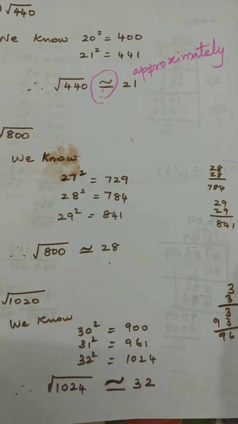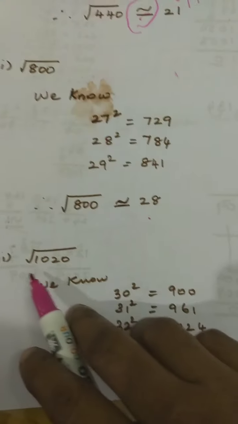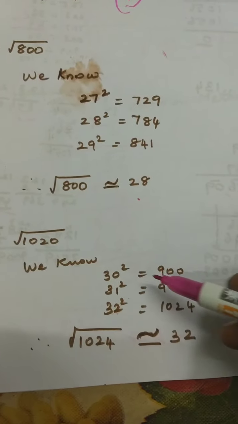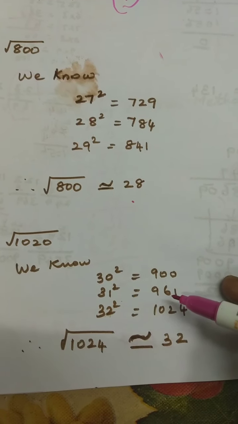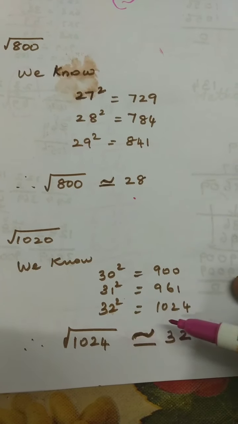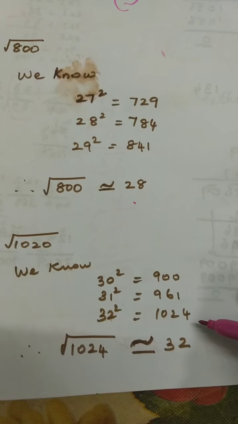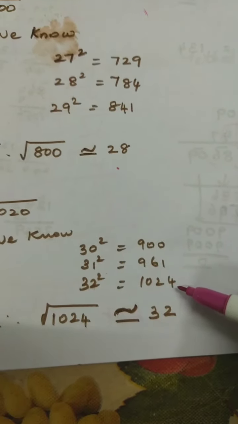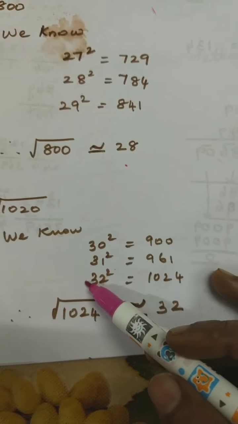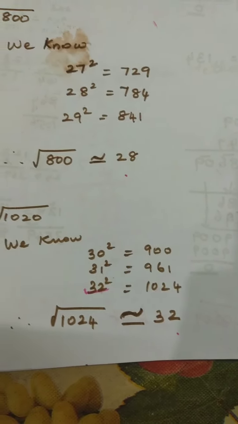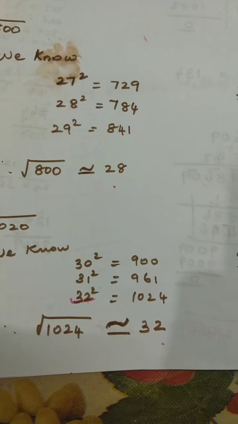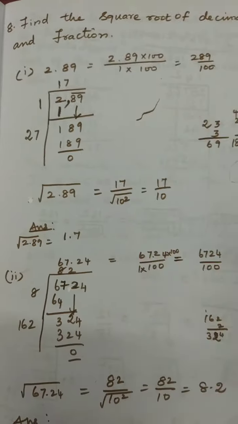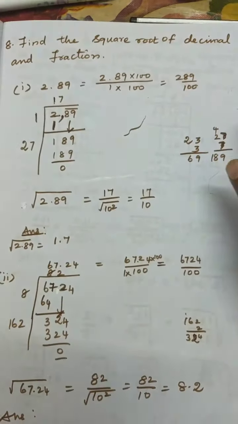Root of 800 is approximately 28. Then next one, 1020. 30 square we know is 900. 31 square is 961. Then 32 square is 1024, isn't it? So here there is only a difference of 4. So approximately it is 32. Root of 1024 is approximately 32. Then we will see the decimal numbers.